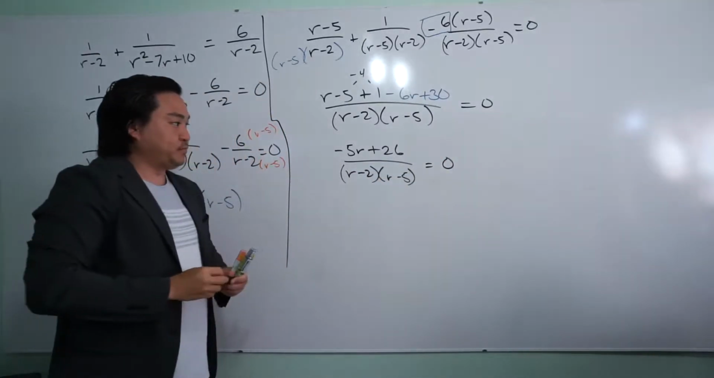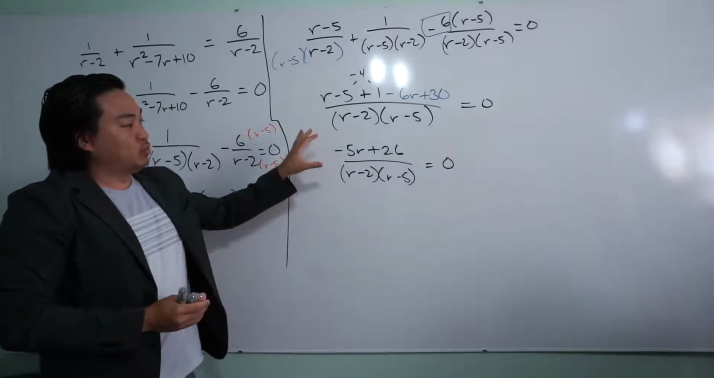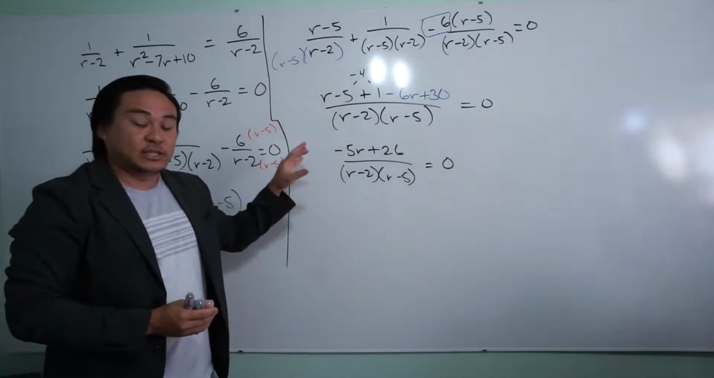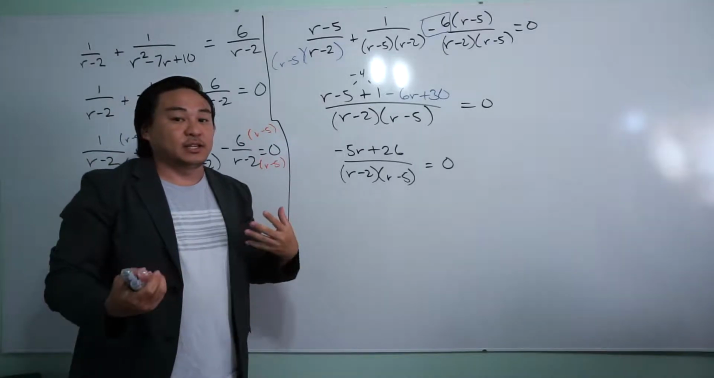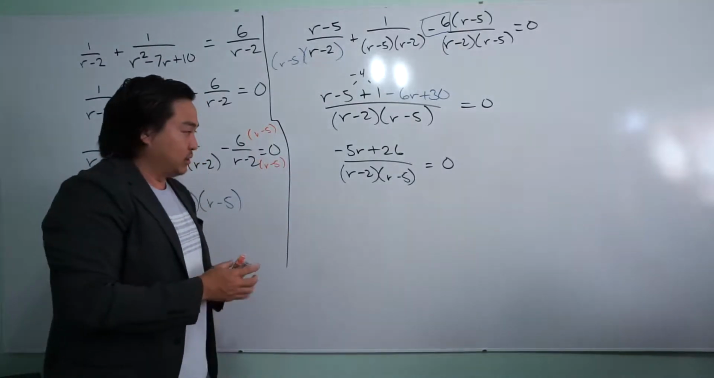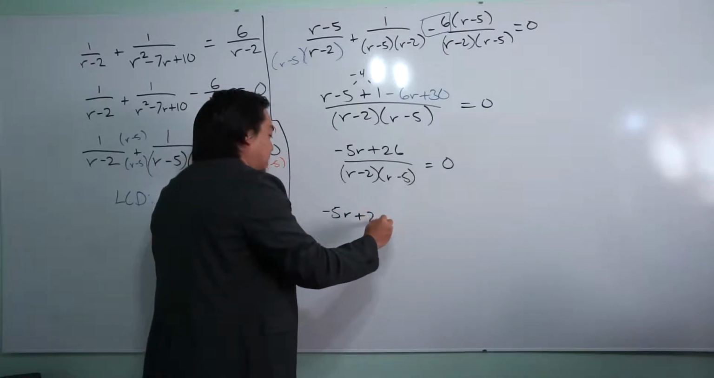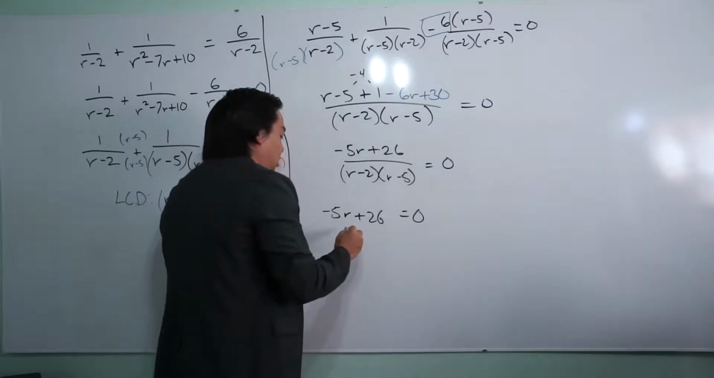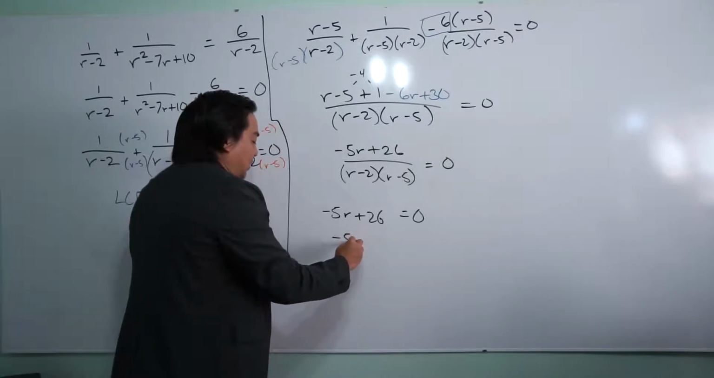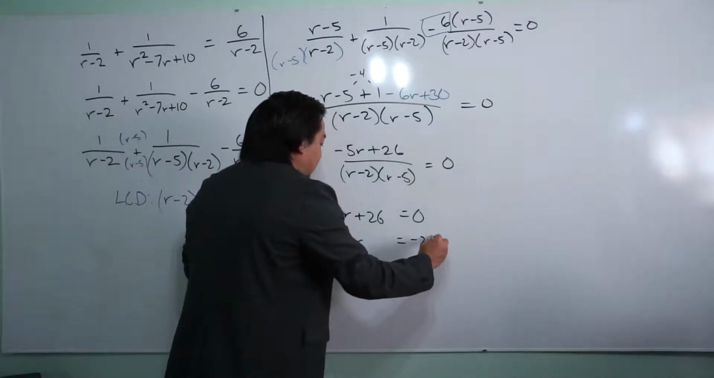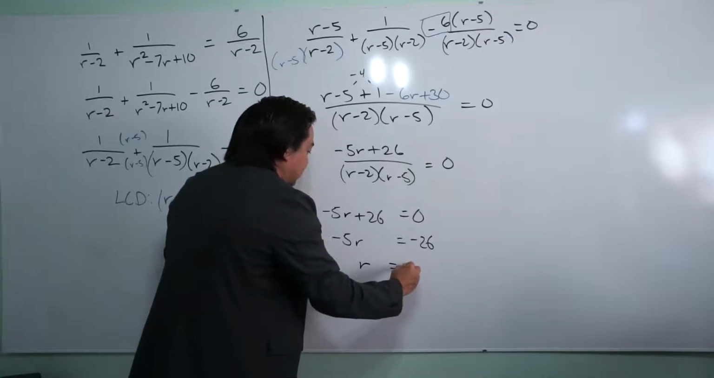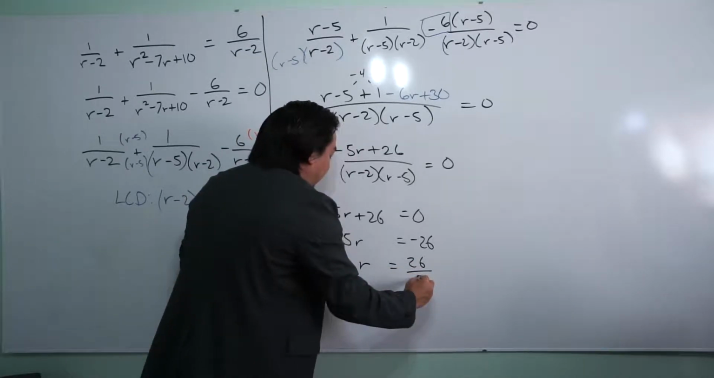Once we have this written as a single fraction equal to 0, we can set the top part, the numerator, equal to 0. So minus 5r plus 26 is equal to 0. Solving for this, minus 5r is equal to negative 26, or r is equal to 26 over 5.